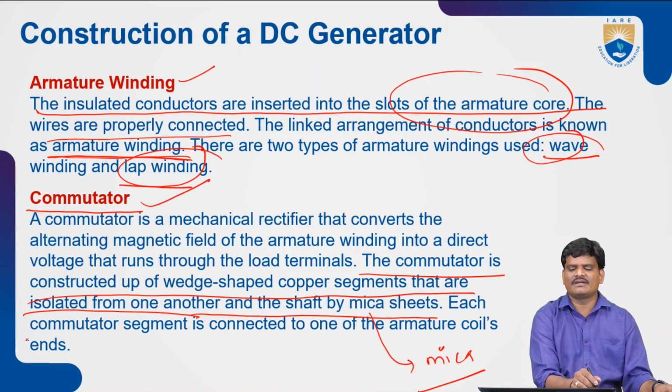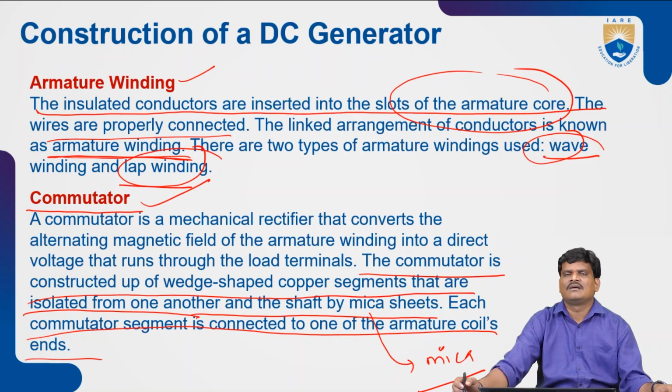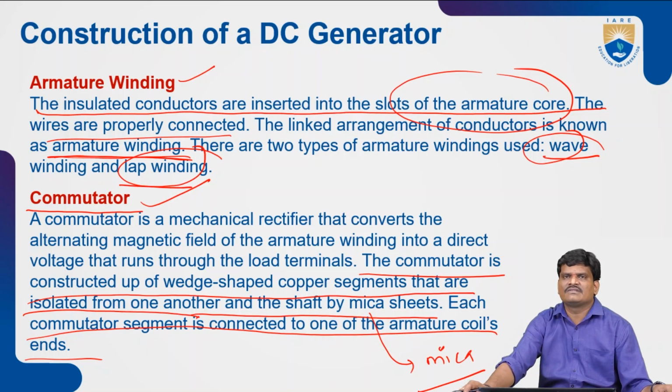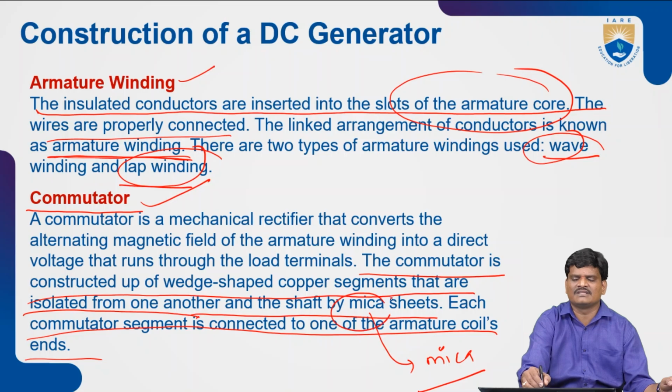And each commutator segment is connected to what? It is connected to one of the armature coil ends. So what is the main purpose of having a commutator? The commutator acts as a rectifier. And what is the main function of a rectifier? It converts AC into DC. And what is the material used to provide insulation between the commutator segments? We can use mica as an insulation.